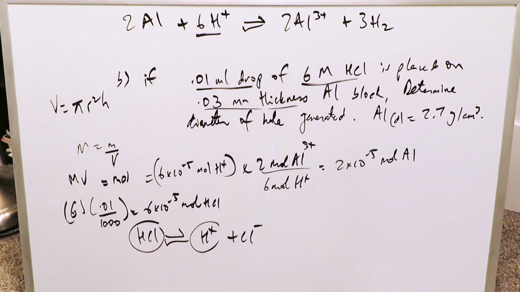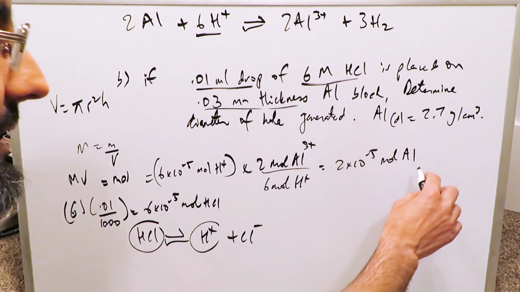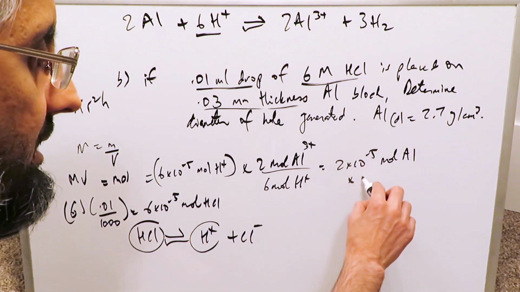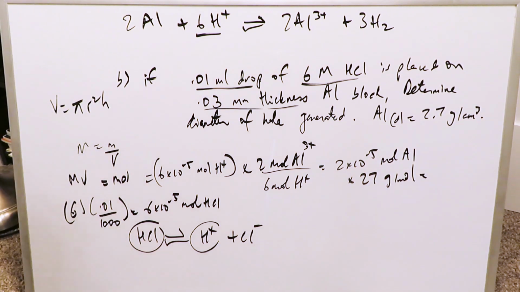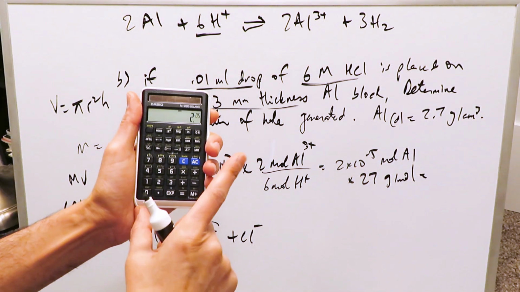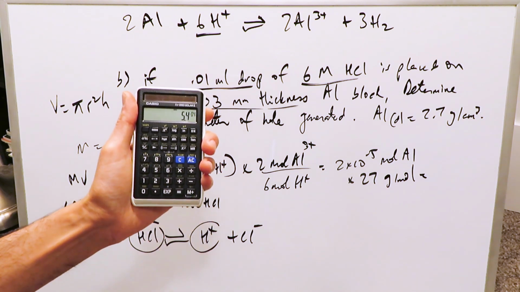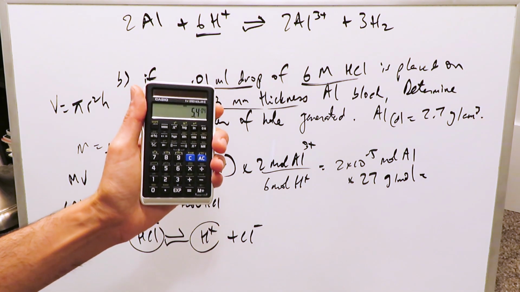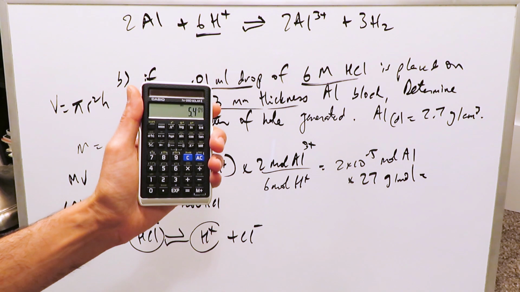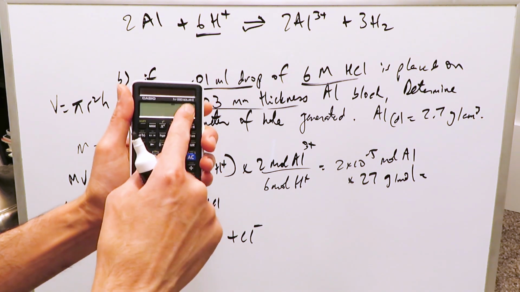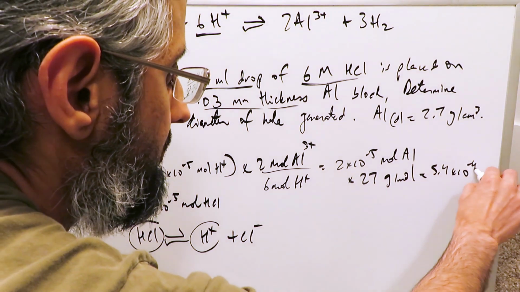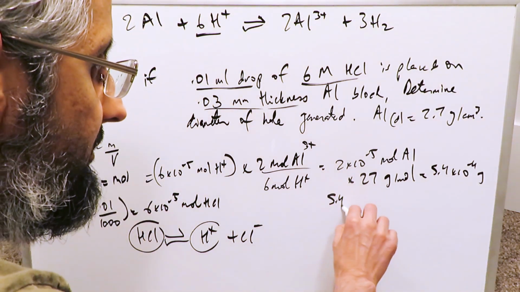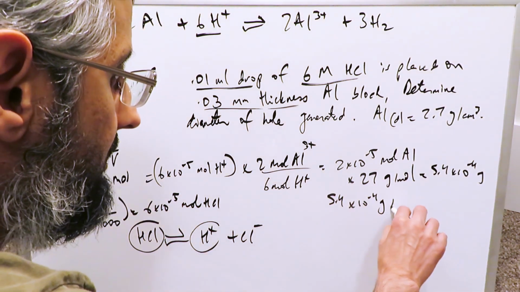We have here a density factor, which means we should convert this into grams. Multiply this by your molecular weight, which is grams per mole of aluminum. And what will we get? You'll have 2 times 10 to the minus 5 times 27, the molar weight, to give you your grams. Remember, moles is equal to mass over molar mass. Mass is equal to moles times molecular weight. I'm doing that. I'm getting 5.4 times 10 to the minus 4 grams aluminum.